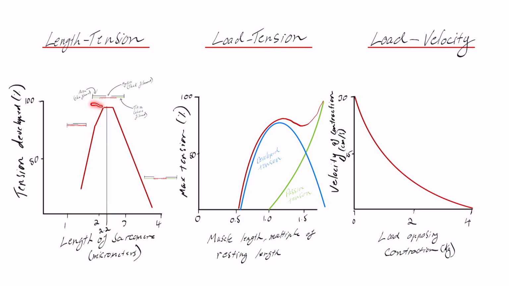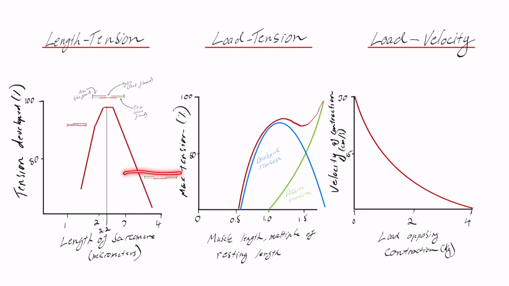This is important because at this optimal length, you essentially have the right amount of myosin and actin overlap and the right amount of tension and stretch within the titin elastic filaments. Then as we continue to stretch the sarcomere, you can see that tension decreases. And this occurs because, as you can see here, you have less of the myosin heads attached to the actin, and your elastic filament is essentially overstretched here as well.